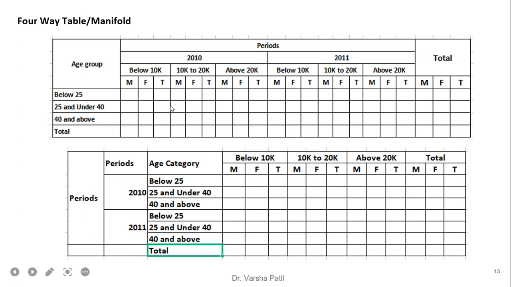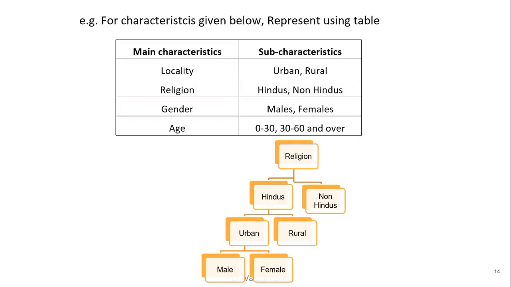But because of the space problem I have not taken this total option after the 2010 category. Now here you can make the table simplified, that is here this is age category, and before age you can keep that periods 2010 and 11, and here you can keep below 10k, 10k to 20k, above 20k, and then in that male, female and total. So this is the one feature, second feature, third feature and fourth feature. So in this way you can represent the features.